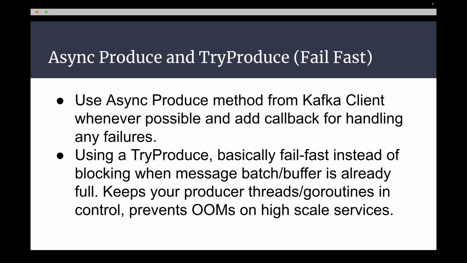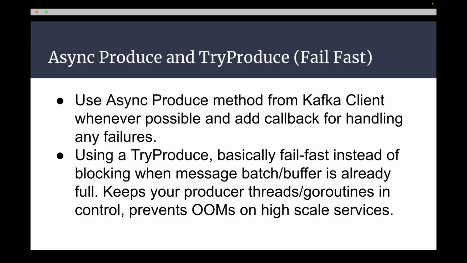Obviously, there are use cases for sync produce as well, where you want a higher guarantee and you want to wait for the message because it is very critical to be sent. In those cases, you should use sync produce. Apart from that, there is a method in Golang, specifically in the Franz-Go client, called try produce. It's a fail fast method. Basically, whenever some error happens in the system, instead of retrying, you simply fail fast and take the back channel, maybe some failover or something.